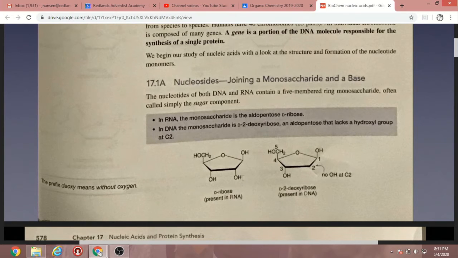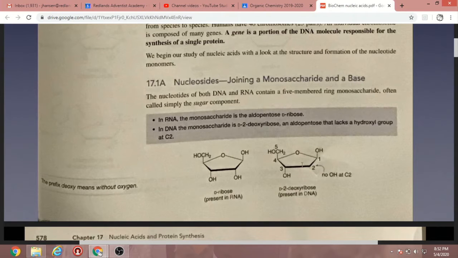For ribose, you have a hydroxyl group. But on deoxyribose, you don't. That's why it's called deoxy. You don't have that hydroxyl group. There's no OH group at the second carbon. This is real important too, guys, by the way. The carbons that are in this sugar are numbered, and they're numbered counterclockwise like this. 1, 2, 3, 4, 5. The 5th carbon's hanging off of the pentagon.